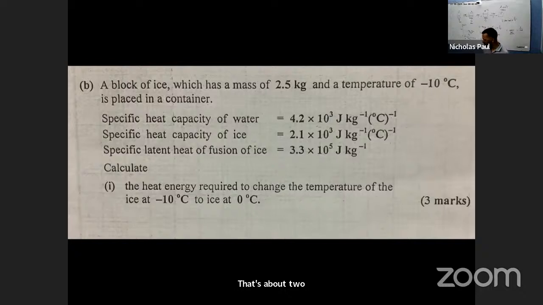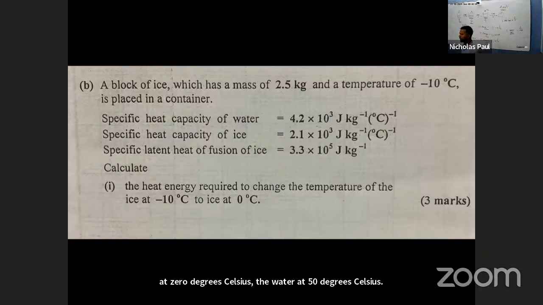And part three: find the heat energy required to change the temperature of water at 0 degrees Celsius. Forget that steam. Good thing this one wasn't steam, because they didn't give you vaporization. Find the heat energy required to change the temperature of water at 0 degrees Celsius to water at 50 degrees Celsius.